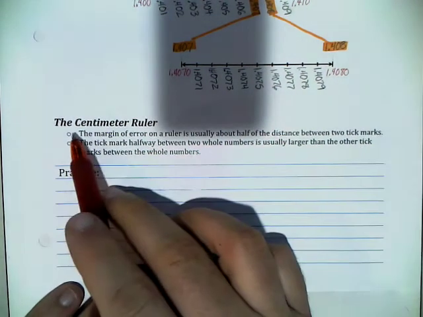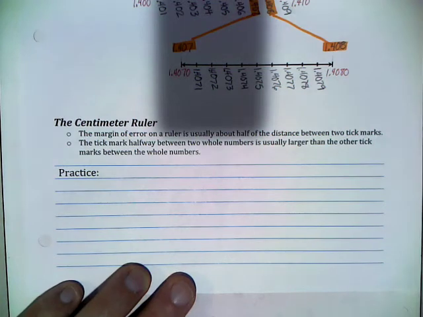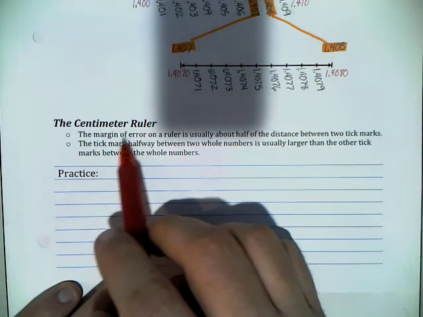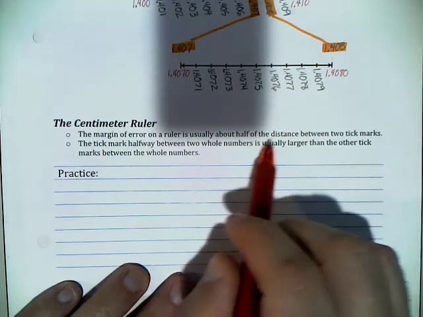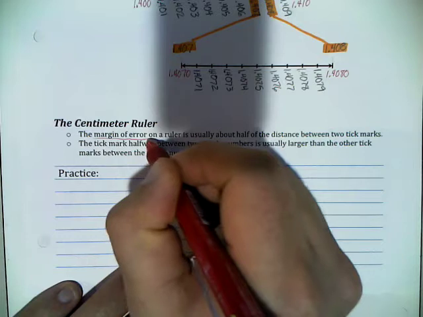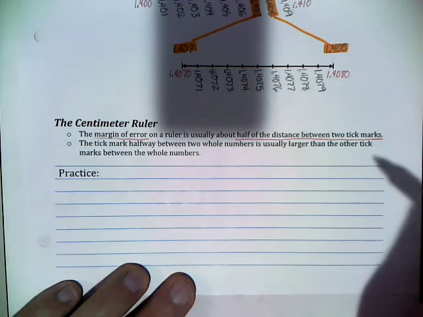Next up, we're going to talk about the centimeter ruler. So remember, we learned about the metric system in a previous lesson. The metric system is all based on 10. It lends itself to a decimal system. So the margin of error on a ruler is usually about half the distance between two tick marks. So margin of error is half the distance between two tick marks.